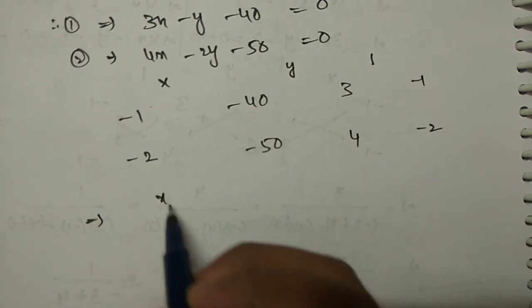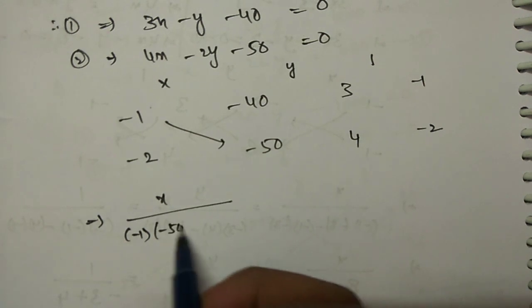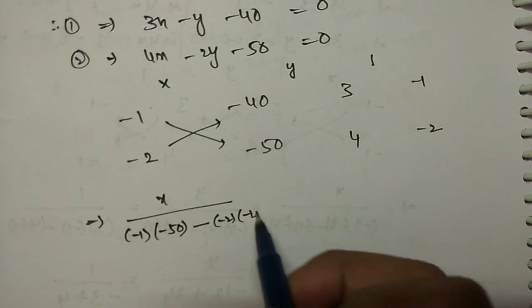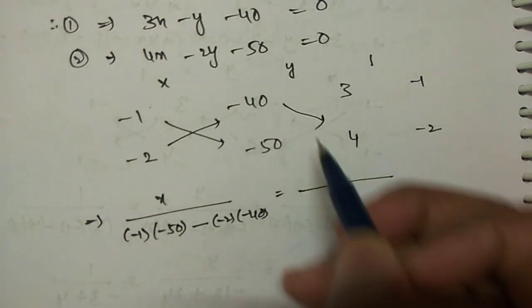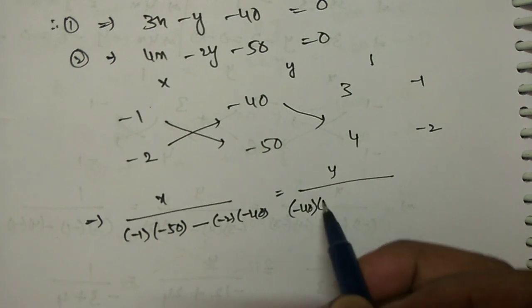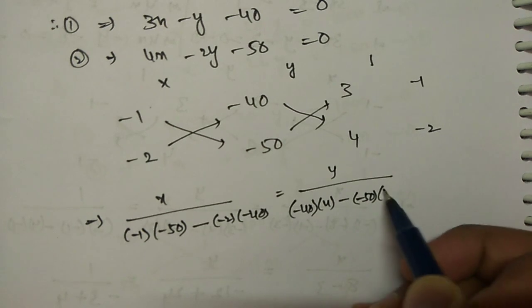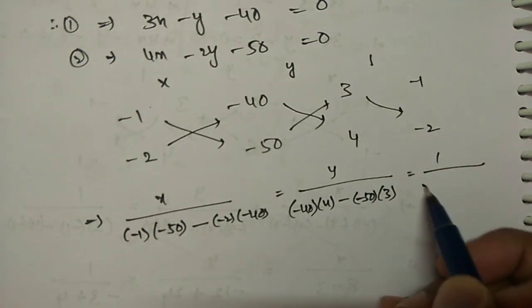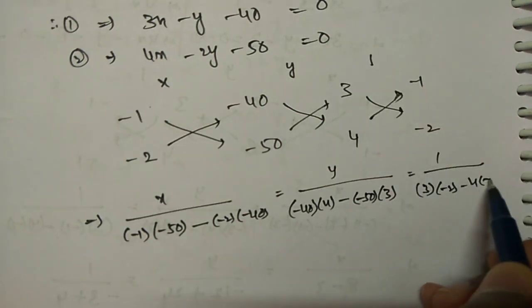This implies x by, this value is minus 1 into minus 50 minus 2 into minus 40, equal to y by minus 40 into 4 minus 50 into 3, equal to 1 by 3 into minus 2 minus 4 into minus 1.